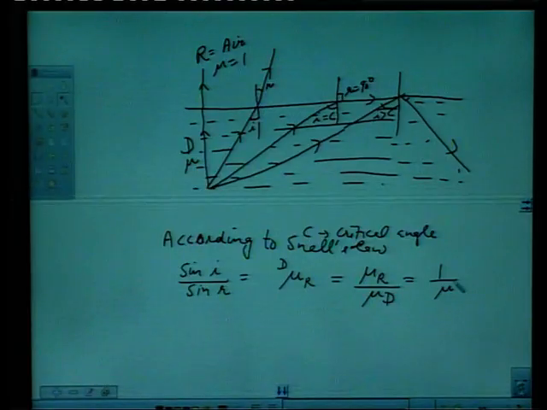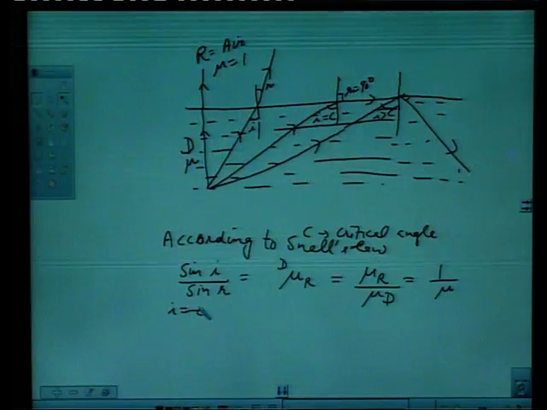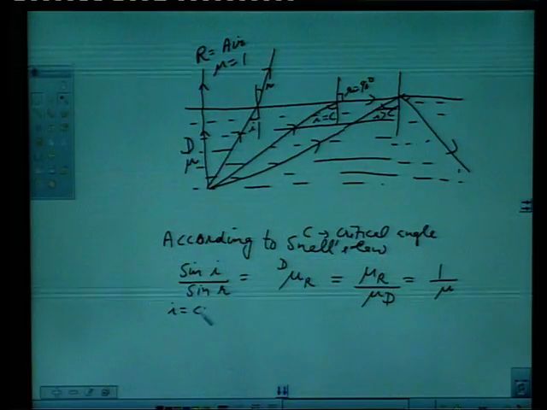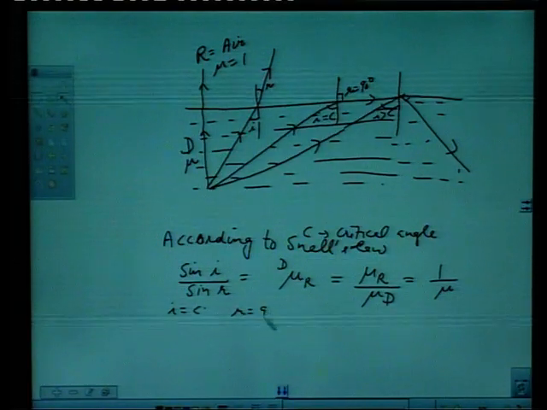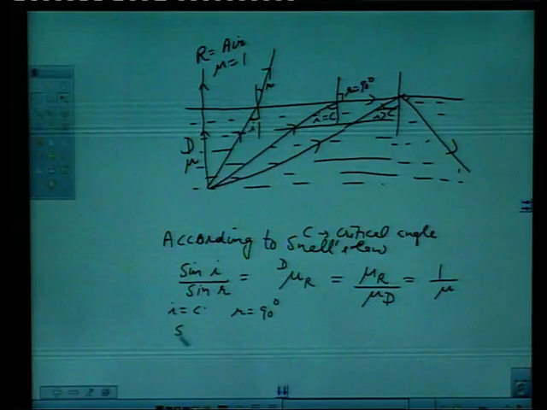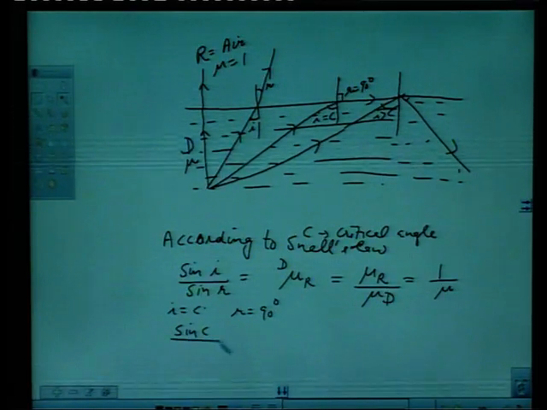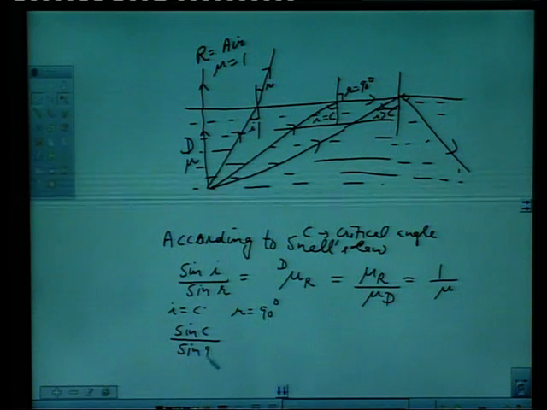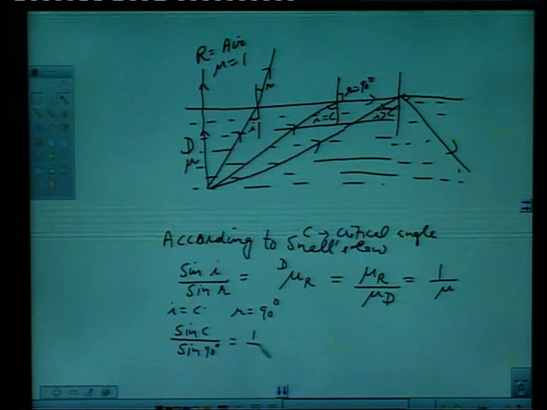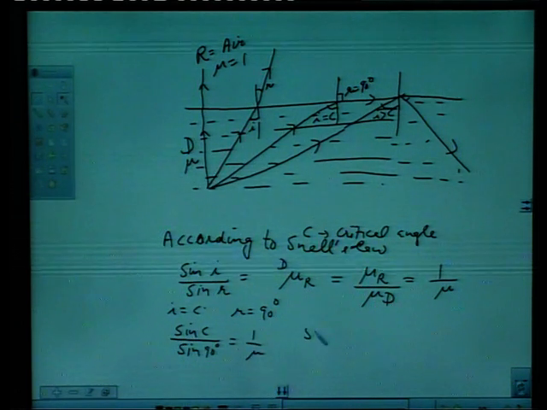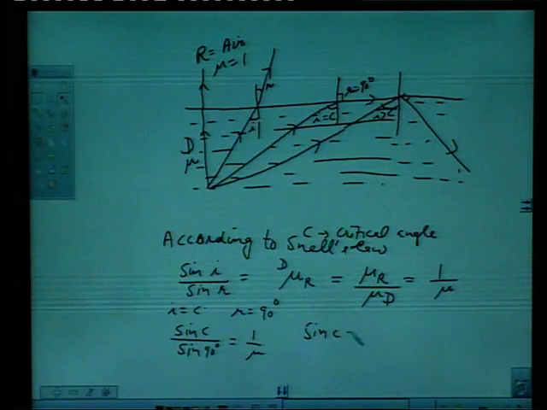So, I is equal to C. If I is equal to C, R is equal to 90 degrees, we can say sin C upon sin 90 degrees is equal to 1 upon mu. So sin C is equal to 1 upon mu.